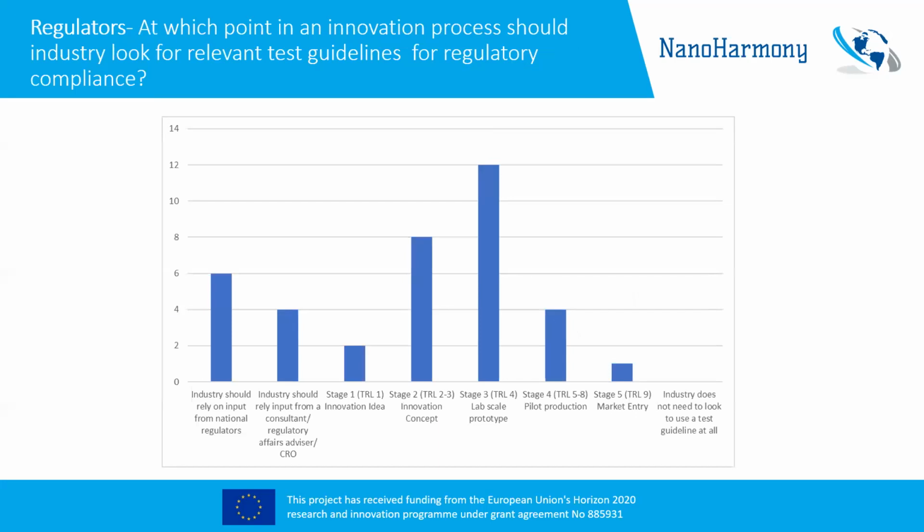The regulator's response to the same question shows slightly more variation in responses. Again, it comes out at stage 5 of the development process. Sorry, stage 3 of the development process is the more popular choice, but among the regulators, there are more people suggesting that industry should be looking towards earlier stages than we certainly saw in responses from industry. But certainly neither in industry nor regulators do people feel that there is no need to look for a test guideline at all.